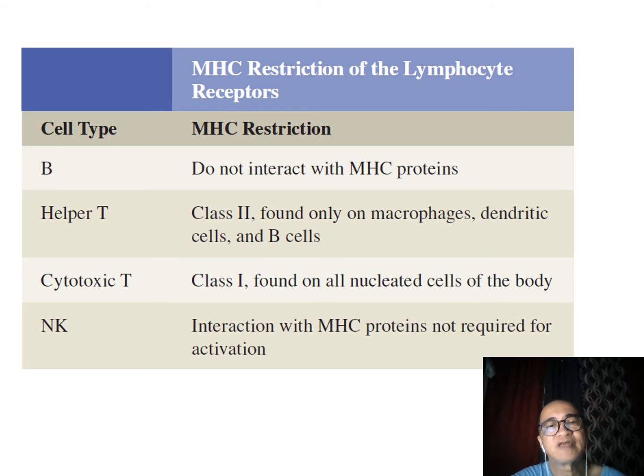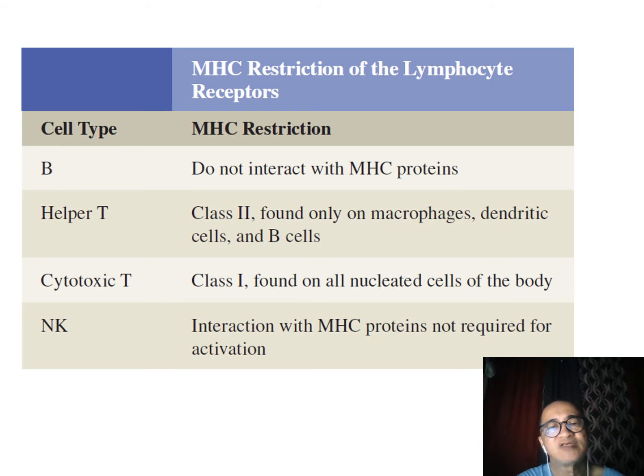A T-cell receptor cannot combine with an antigen unless the antigen is first complexed with a certain plasma membrane protein. These are the major histocompatibility complex proteins, or MHC proteins, named after the genes that encode them. There are two classes of MHC proteins, class 1 and class 2.